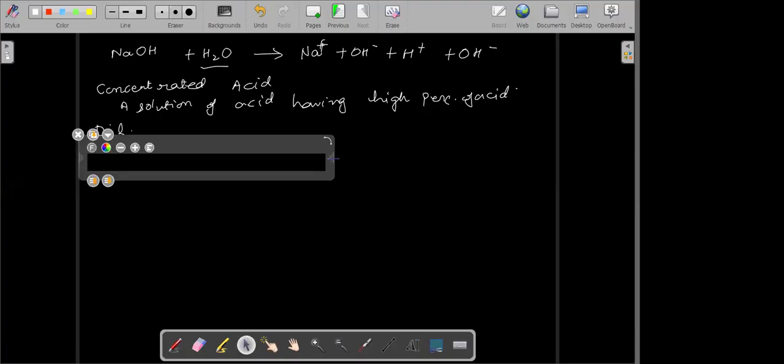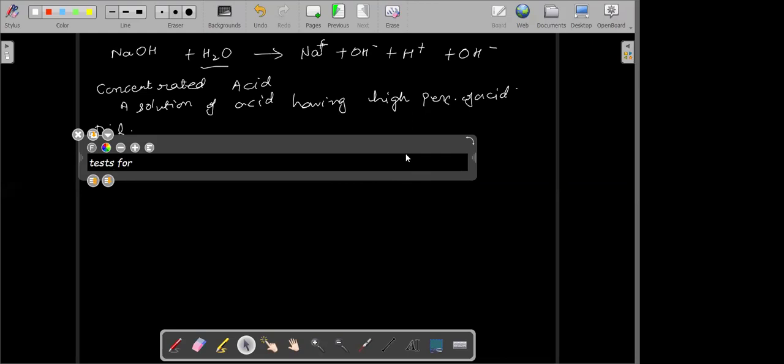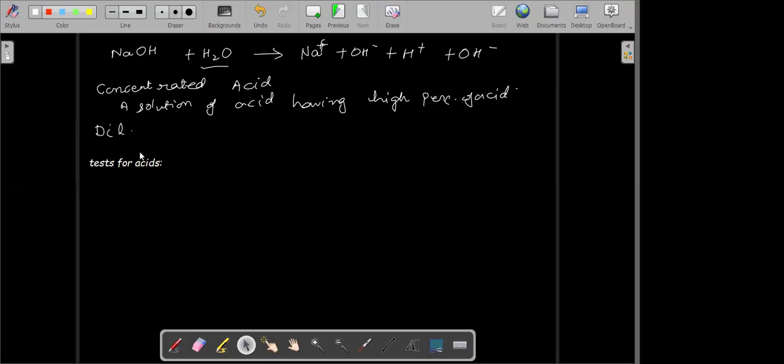identification. So identification of acids. How do you identify an acid? What are the tests for acids? Sir, using phenolphthalein, methyl orange, and universal indicator. Sir, turmeric, litmus. Yeah, litmus. For acids, you have one of the tests as the litmus test.